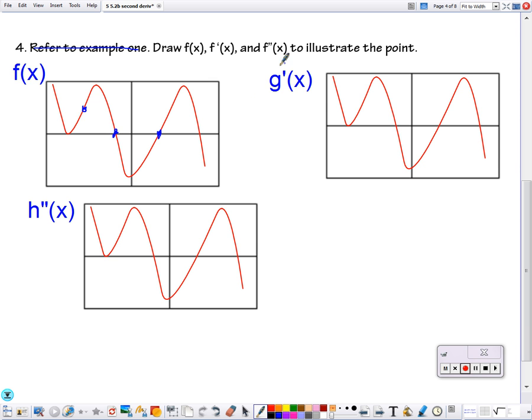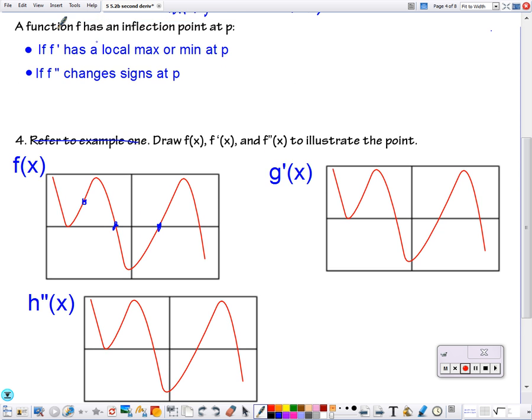So now if we're given a first derivative graph, the inflection points happen where the first derivative has a local maximum or minimum. So the original g of x has inflection points when the first derivative has a minimum, a maximum, a minimum, and a maximum.